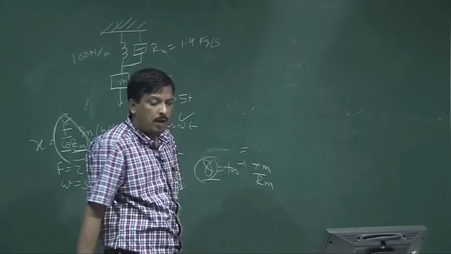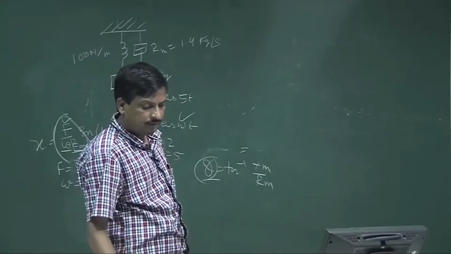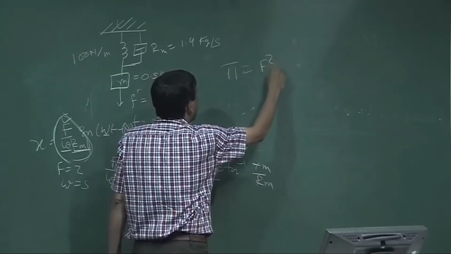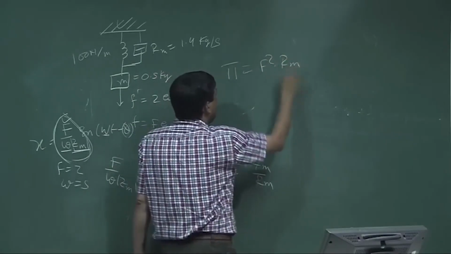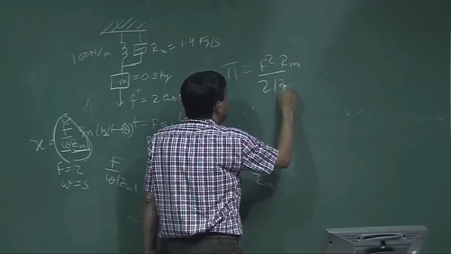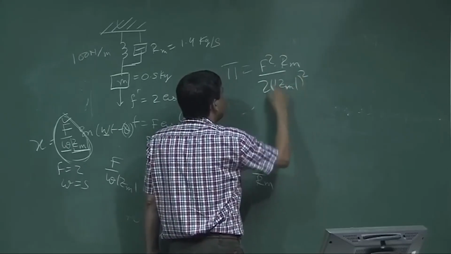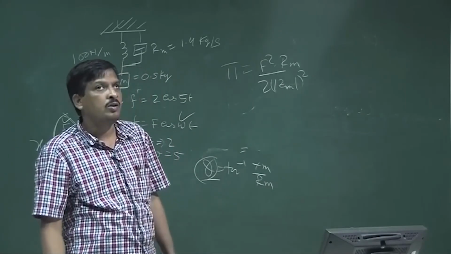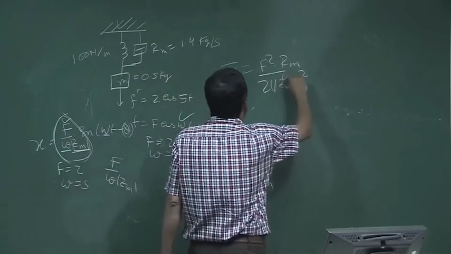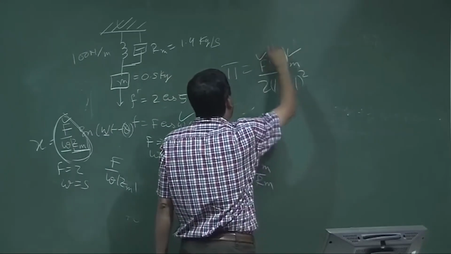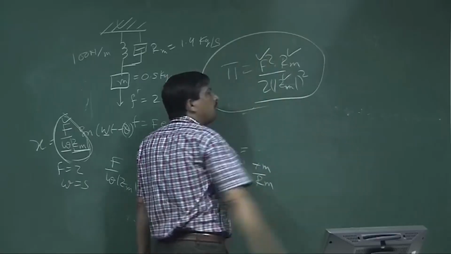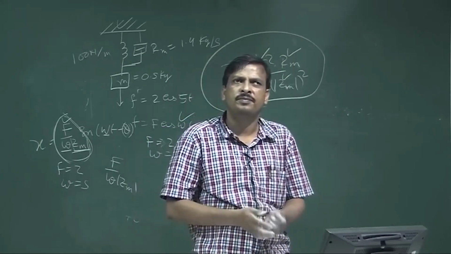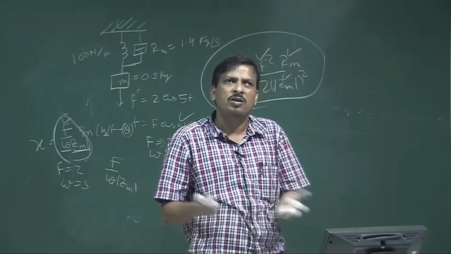Then I can calculate power dissipation. What is the power equation? The average power P is F square into Rm by 2 mod Zm square. You know the value of mod Zm, Rm, and F, so you can calculate the average power dissipation. I can easily calculate everything. So, this problem is solved.